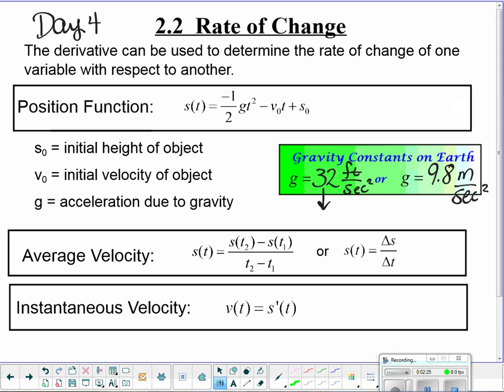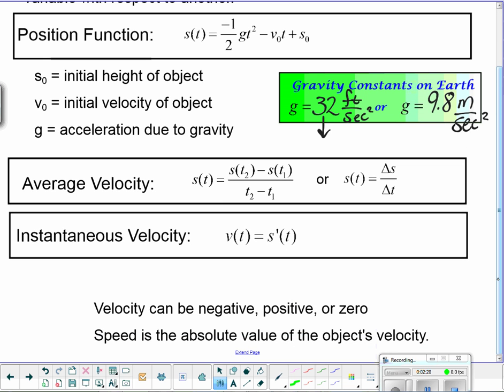More definitions are coming your way here. Average velocity can be thought of, and let's just put average here, not s of t. Average velocity is equal to s of t sub 2 minus s of t sub 1 divided by t sub 2 minus t sub 1. This hopefully looks very similar to a y2 minus a y1 over an x2 minus an x1. This really is our typical slope formula.